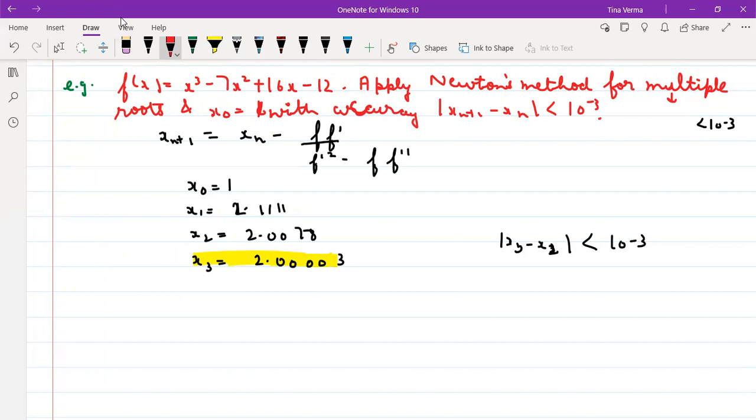Newton method for simple root, Newton method for multiple root. Is it clear to all? Yes or no? Okay, thank you.